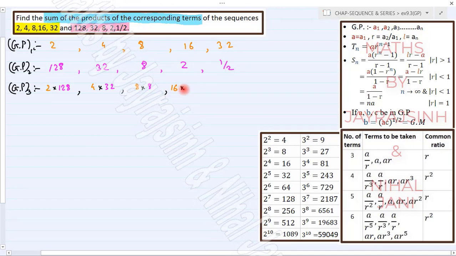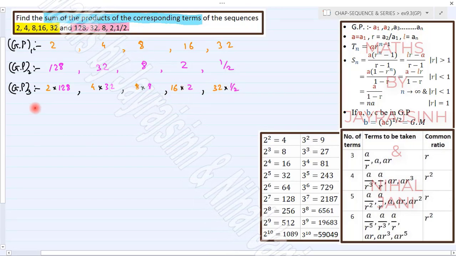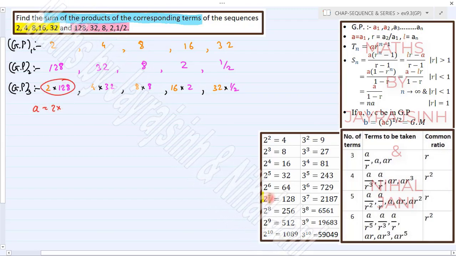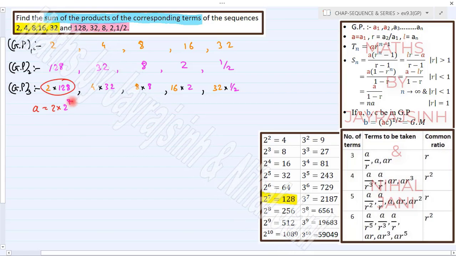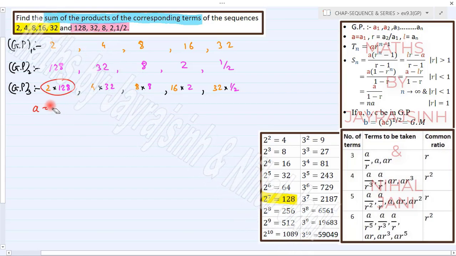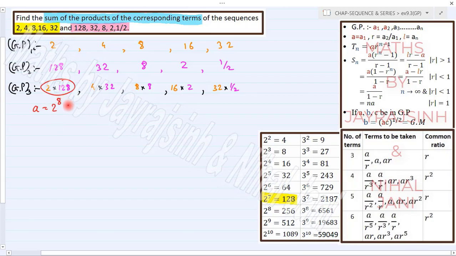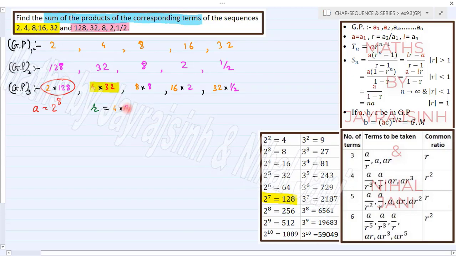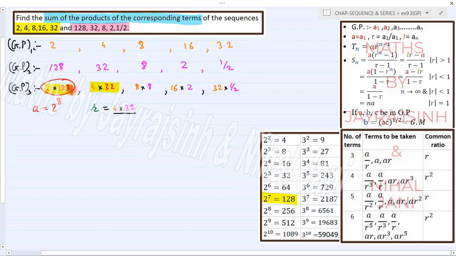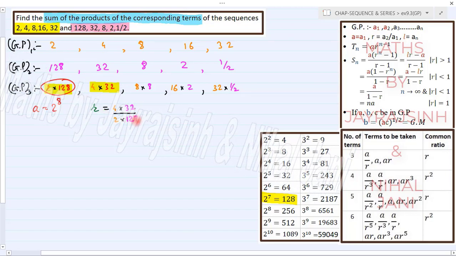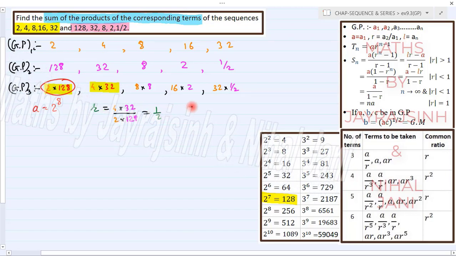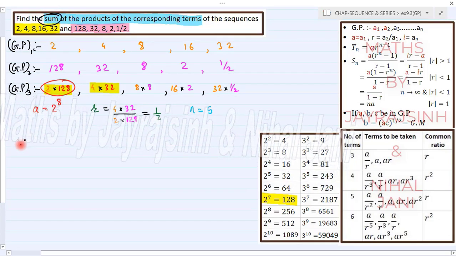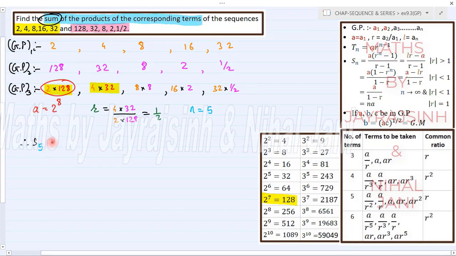And it is obvious that the product of two GPs is also a GP, having first term equal to 2 into 128, which is 2 raised to 7. So the first term is nothing but 2 raised to 8, and the common ratio of the second term, which is 4 into 32, to the first term, which is 2 into 128, will be 1 by 2, and the number of terms are 5, and we have to find the summation of these 5 terms.